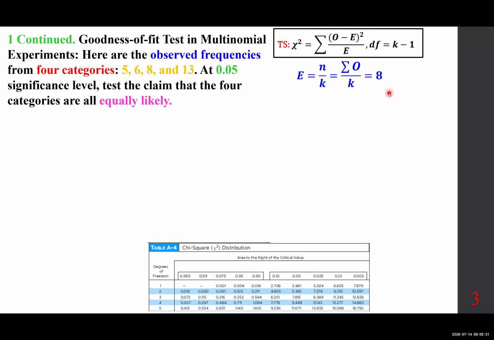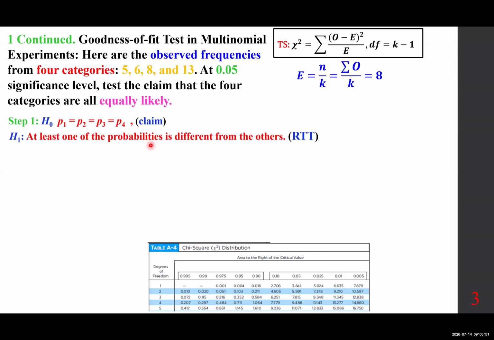So here's the test of hypothesis, H0, P1 equals P2 equals P3 equals P4. In this case, we are saying the probability or proportion for each category is the same. That's the meaning of it. And that is the claim. And H1 would be that at least one of them is different. So at least one of the probabilities or proportions is different from the others.